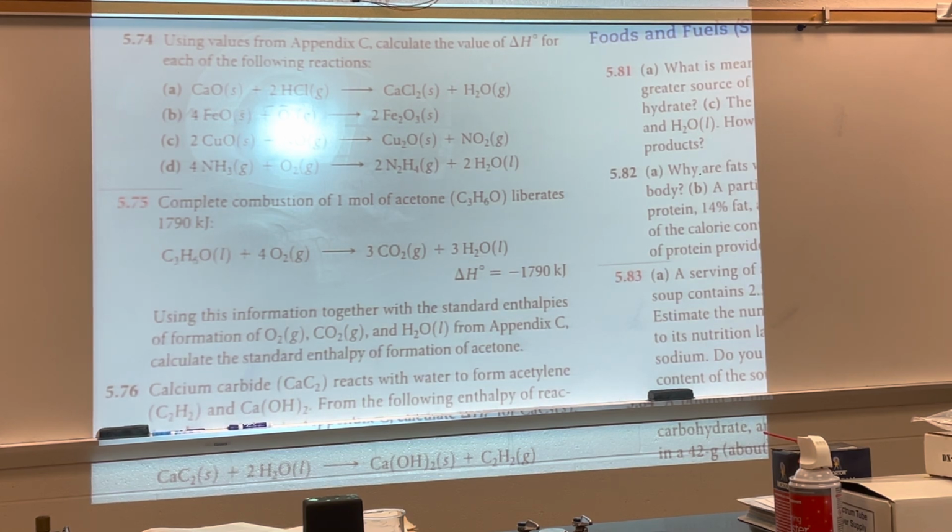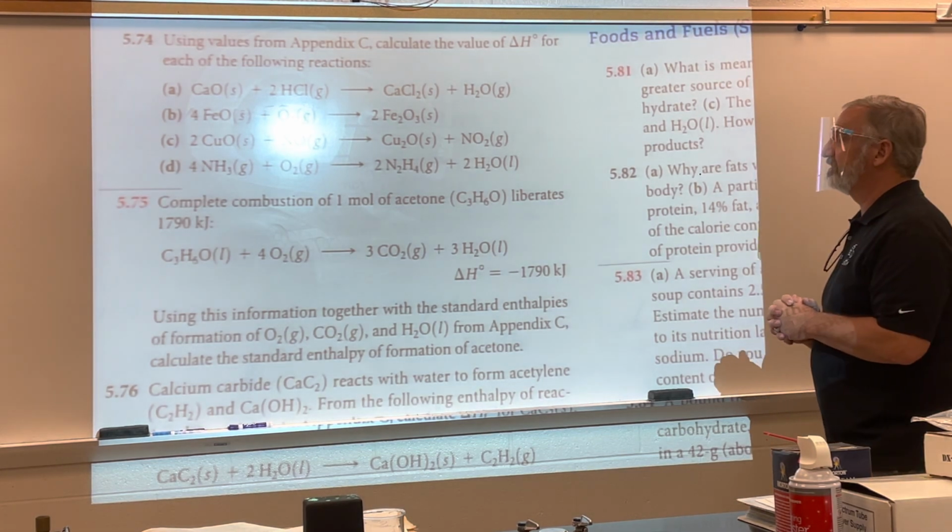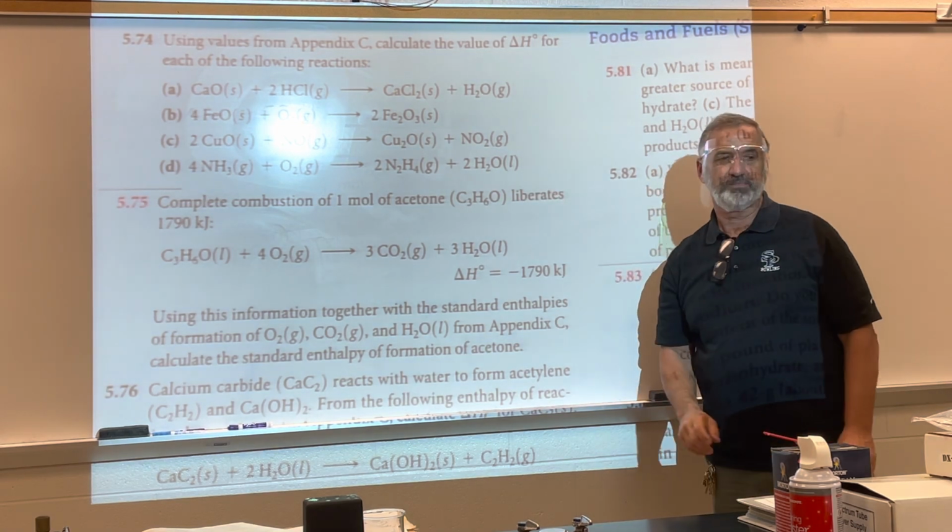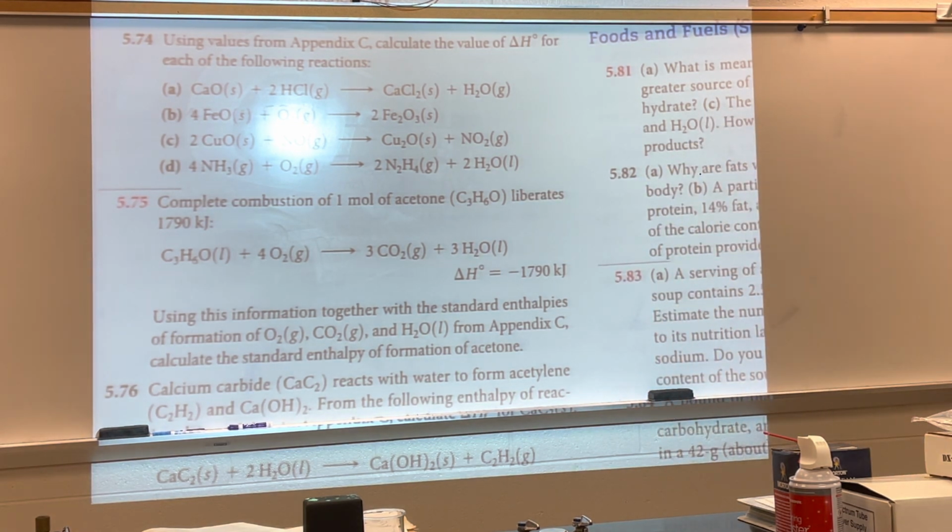So those of you at home doing these problems, I know that you're doing them on your own, okay? You need to go to the back of your book, page 1100, to get the values for your delta H's on these. And we'll go over these next class.